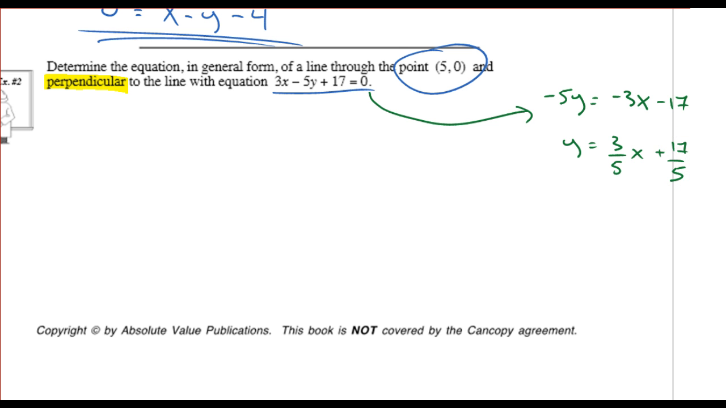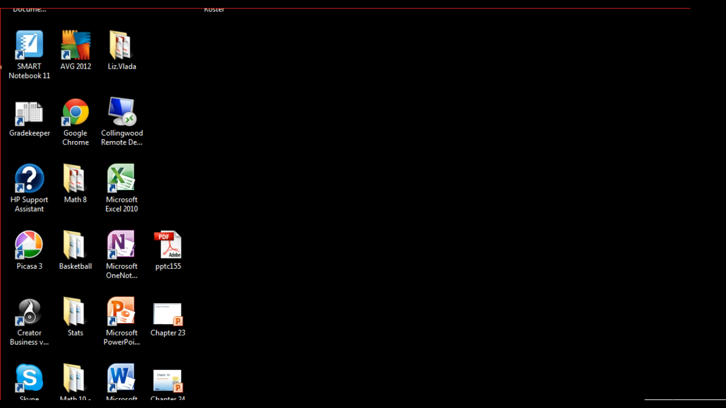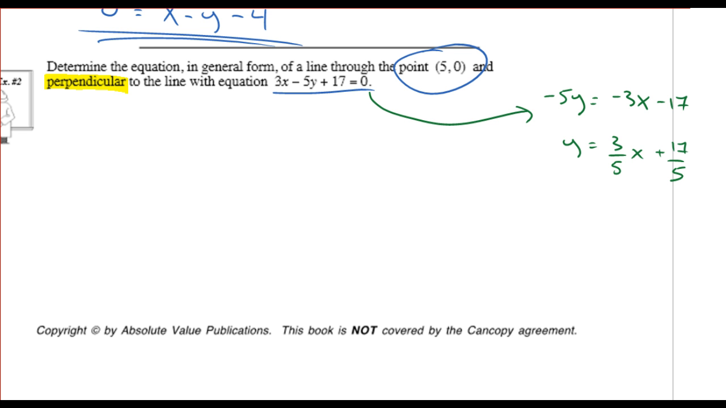The only thing I'm interested in from this is the slope here. So my line is perpendicular to this line, which means the slope of my line is going to be negative 5 over 3, because you take the negative reciprocal.